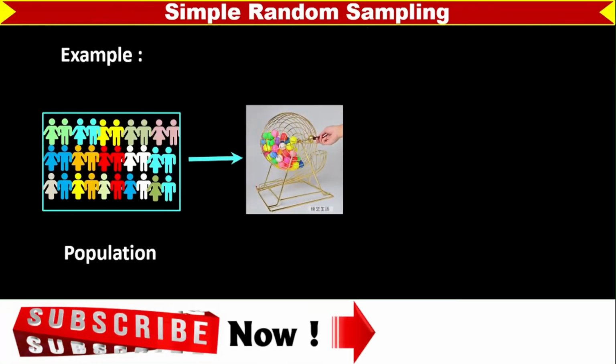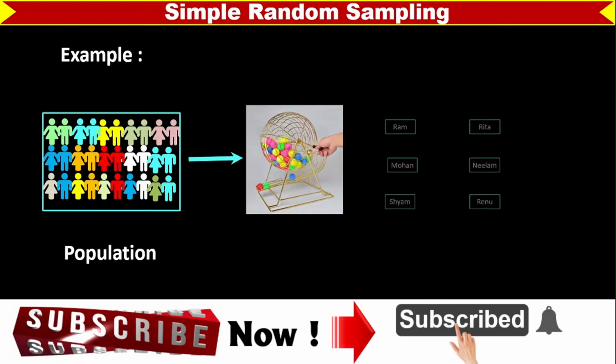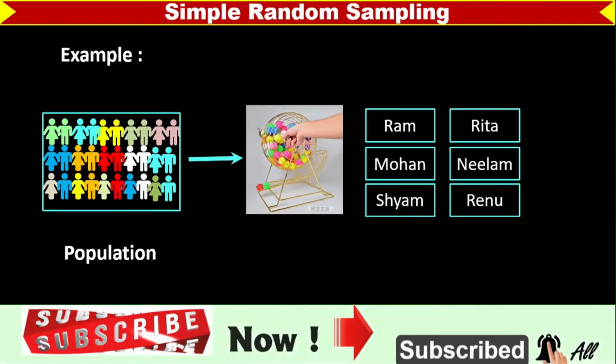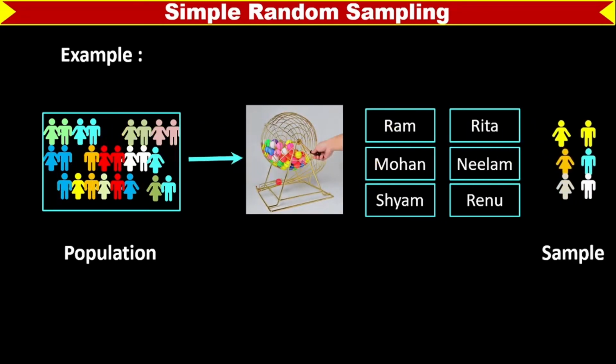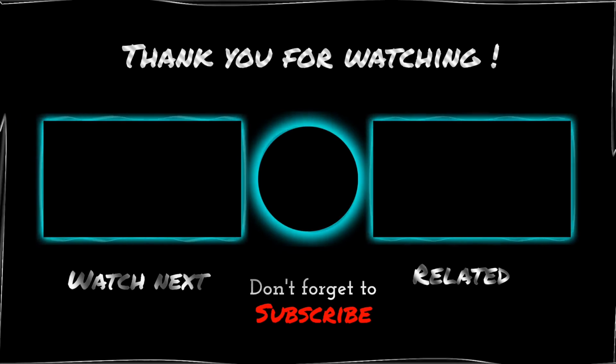Let's understand it. There is a population and we have applied simple random sampling technique and we have taken a sample of 6 members. These have been selected at random using the technique of simple random sampling.